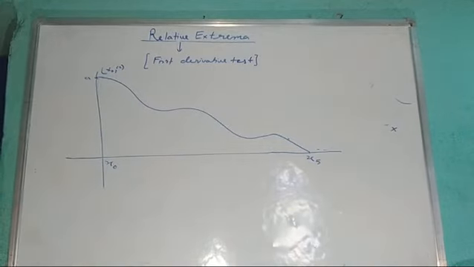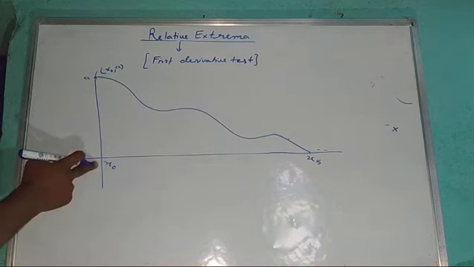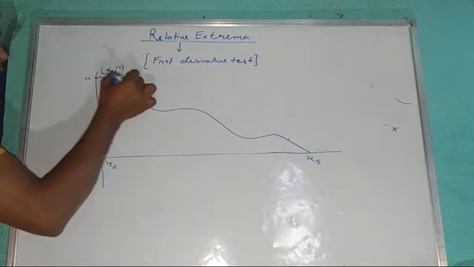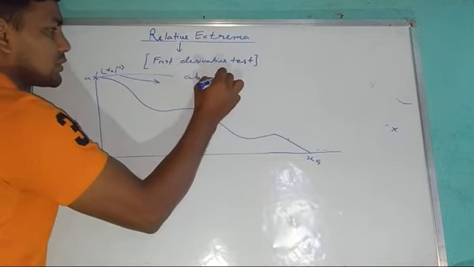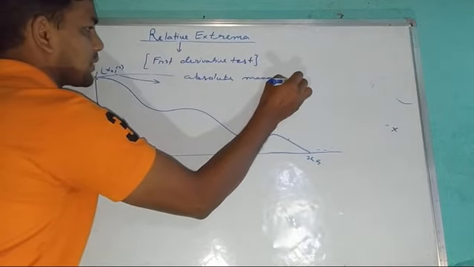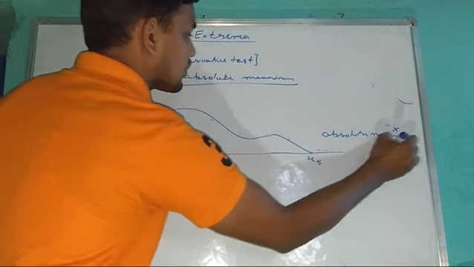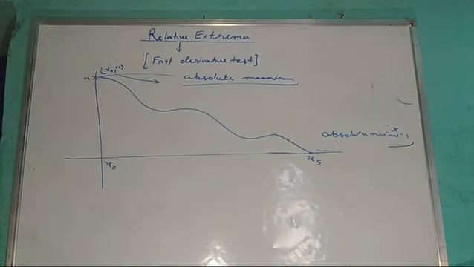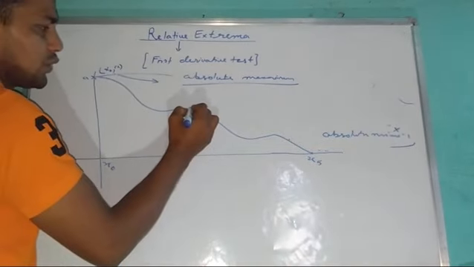Okay. Now, if we want to find the absolute maxima and local maxima, absolute minima and local minima for this type of function, then the highest maximum value of this function, this is the highest maximum point, is known as absolute maxima. This is the absolute maxima. Okay, this is the absolute minima, and between the absolute maxima and absolute minima, the other maximum and minimum points are known as local maxima and local minima.